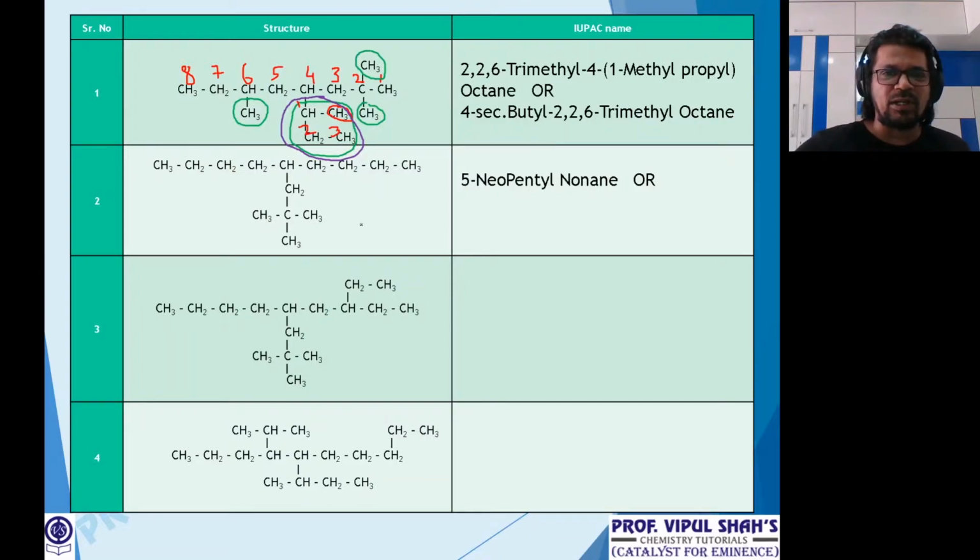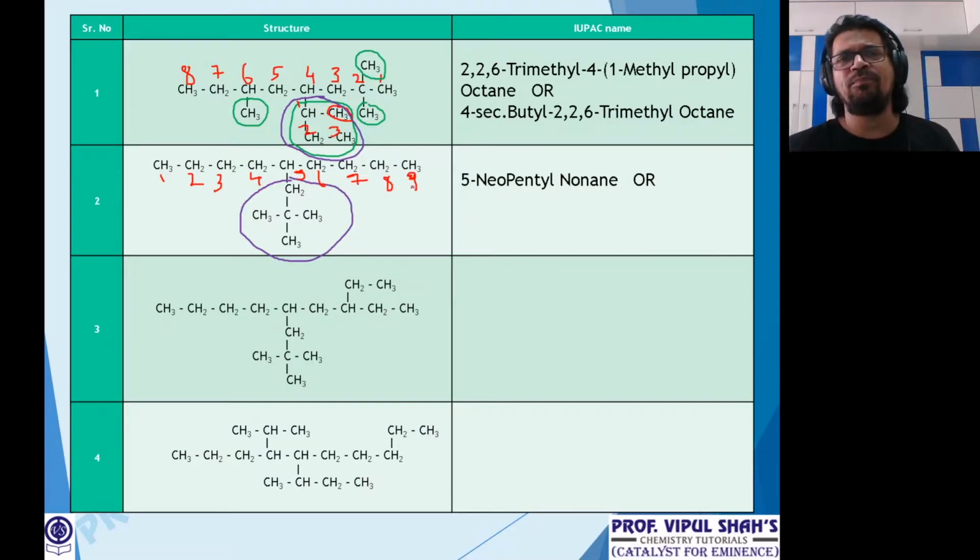See, one already has the name put up. Now at this position, this is my branch. The center one is attached to 4 others, so that's neo. Total how many carbon atoms? 5. So it's neopentyl. And now this is the continuous chain I have. When I number it: 1, 2, 3, 4, 5, 6, 7, 8, 9. Now at 5, it's neopentyl. So 5 neopentyl, 9 carbon atoms, nonane.